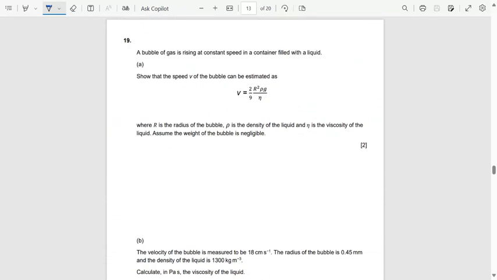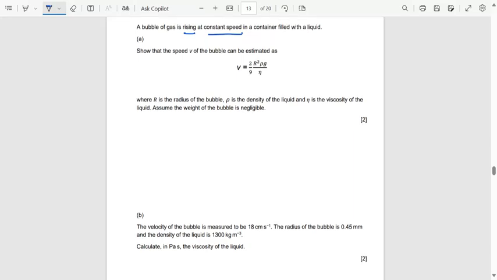This question is talking about buoyancy and Stokes's law. We have a bubble of gas rising at constant speed. I'm going to highlight rising as well. Filled in a container of liquid. So I've got a vessel of liquid and I have a bubble. It's rising at a constant speed. So there is no acceleration. That's important. So before we even look at the question, I'm just going to draw the forces on it.